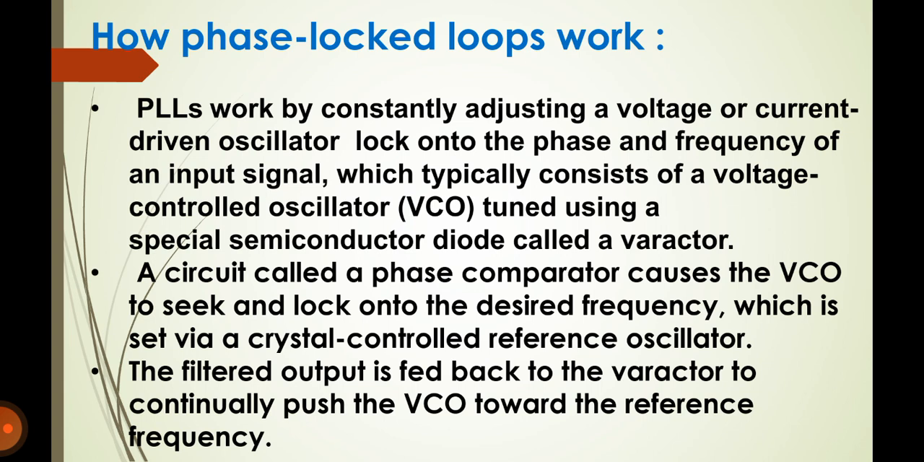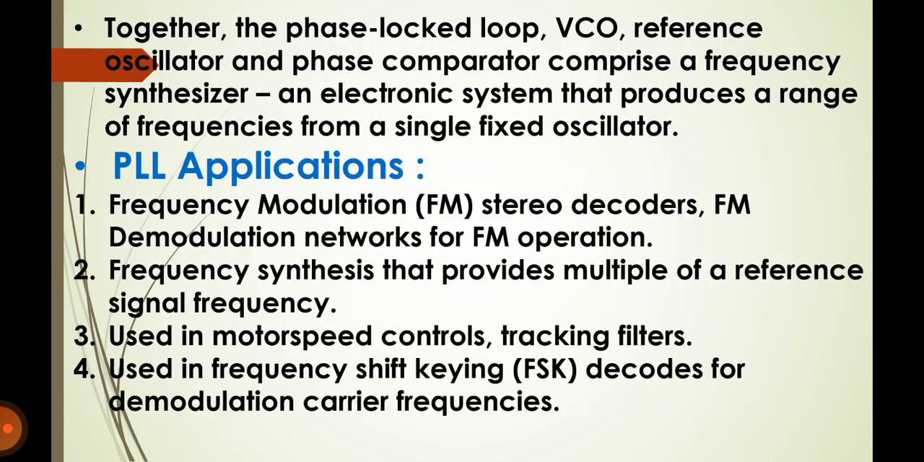Now we will see how these phase locked loops work. It works by constantly adjusting a voltage or current driven oscillator to lock onto the phase and the frequency of an input signal, which typically consists of a voltage controlled oscillator using a varactor. A circuit called a phase comparator causes the voltage controlled oscillator to seek and lock onto the desired frequency. The filtered output is fed back to the varactor and continually pushes the voltage controlled oscillator towards the reference frequency.